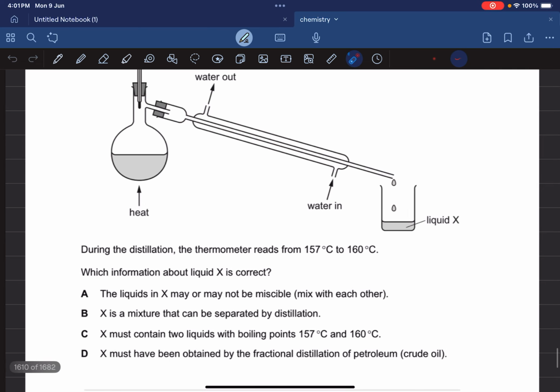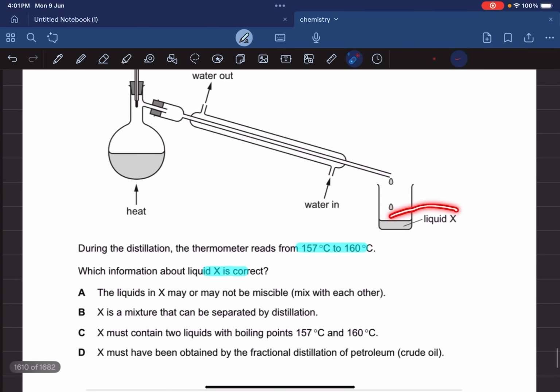During the distillation, the thermometer reads 157 degrees Celsius to 160 degrees Celsius, okay? Now that's a very important thing, that this is the reading on the thermometer. Which information about X is correct? Now X is basically the liquid that is being distilled, and while X is being distilled into this receiver, this is the reading on the thermometer.